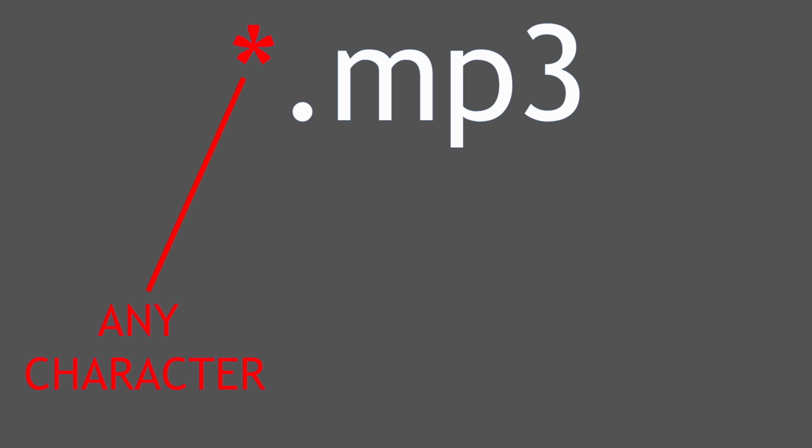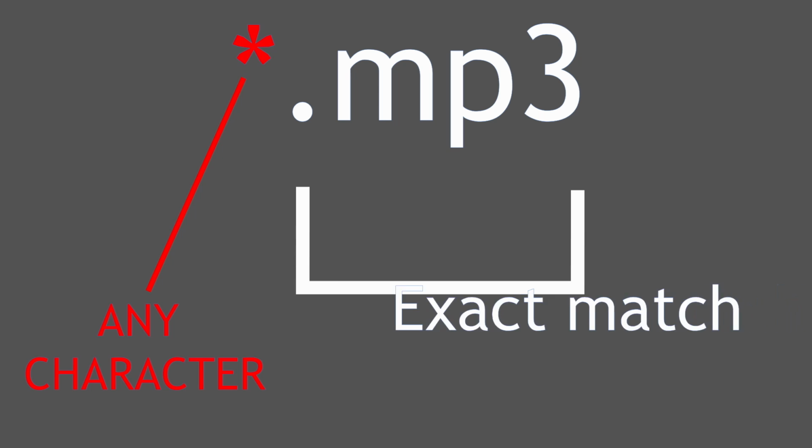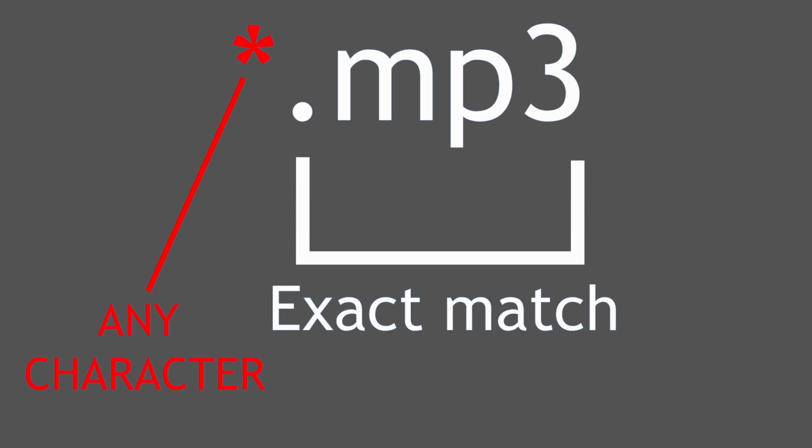And how does that work? The star.mp3, well, you can think of it as a filter. So that star is a special character in these filters, which means any character, any amount of characters, A through Z, 1 through 9, anything can be in place of that star. And after the star is .mp3, and that's basically saying you can have any characters before the .mp3, but then it has to end at .mp3.